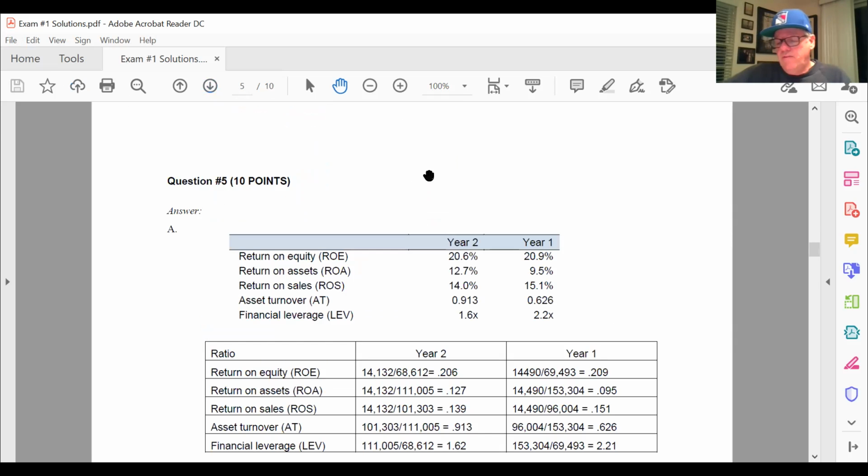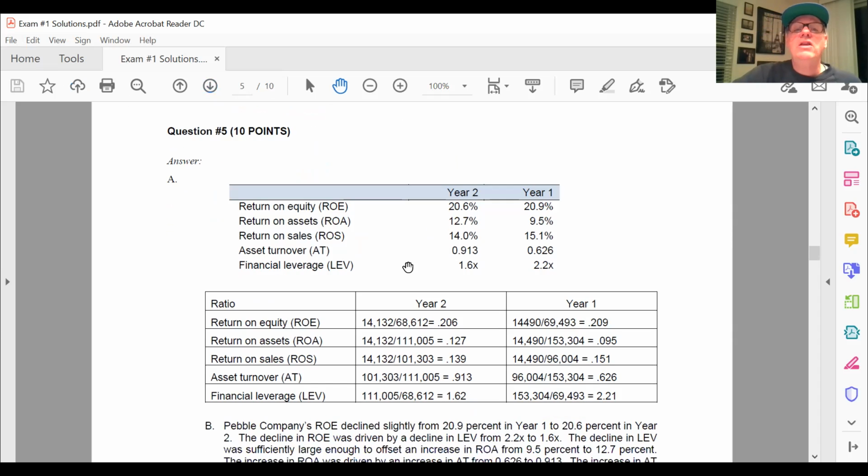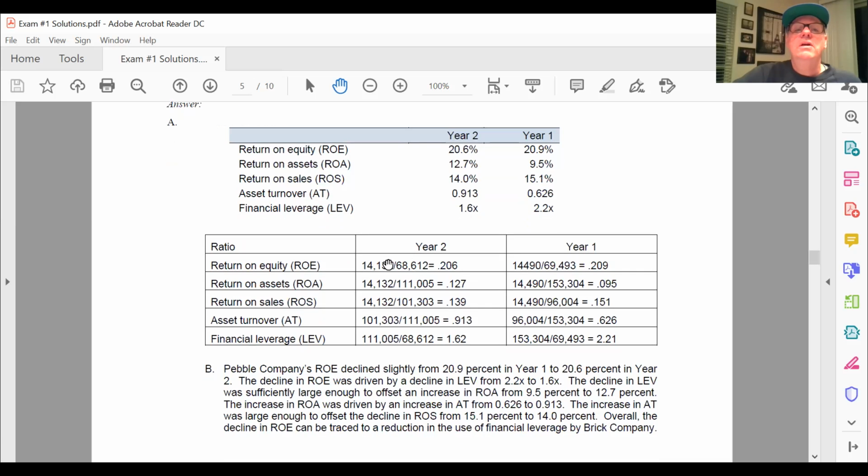Number 5, we were given very simple information from the balance sheet, total assets and total stockholders' equity for 2 years, and basic information on the income statement, net sales and net income for each year. And on the basis of that, you had to compute these ratios: return on equity, return on assets, return on sales, asset turnover, and financial leverage.